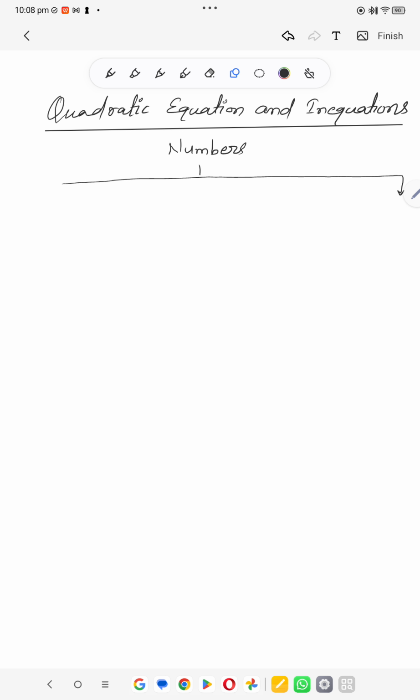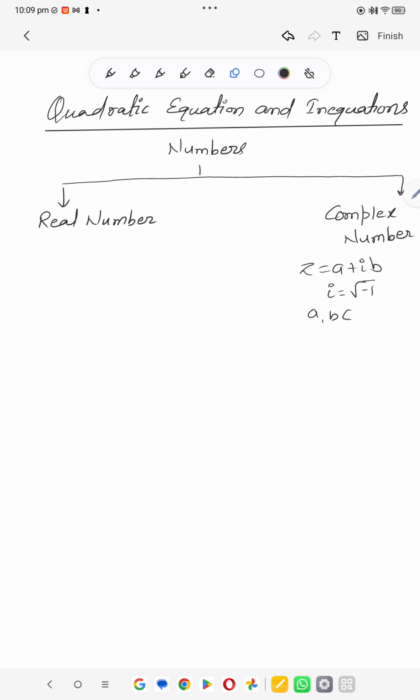So first number is the real number, and second is complex number. Complex numbers are basically in terms of iota, like z equals a plus iota b, where iota equals under root minus 1, and a, b are real numbers.